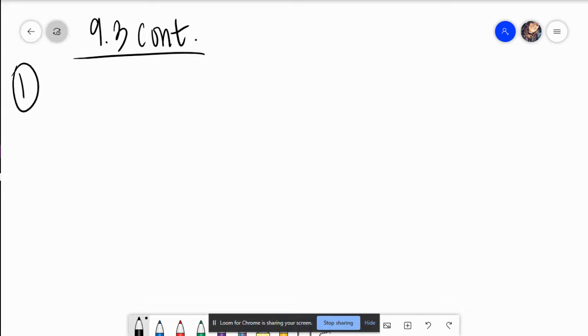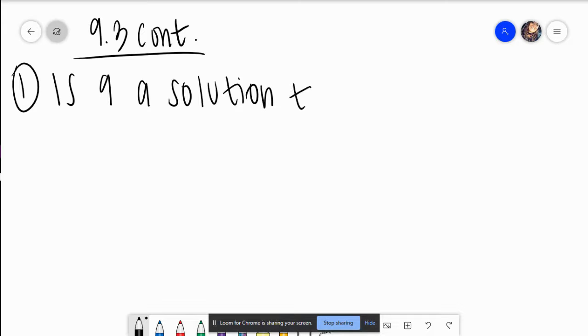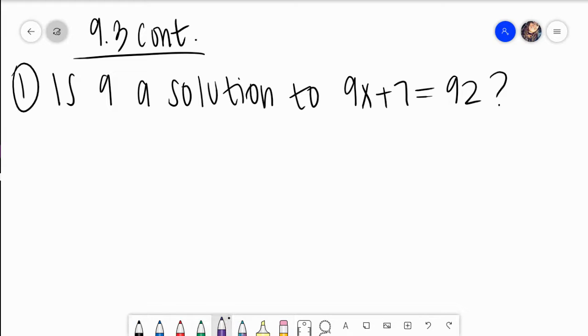So say if it asks you, is 9 a solution to 9x plus 7 equals 92. So our equation is 9x plus 7 equals 92. And it's asking me if 9 is a solution. So what this is saying is my 9 is going to be my x. Okay, so let's plug it in like that.